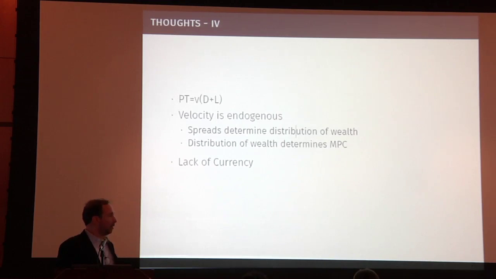In the model, pricing comes from a quantity theory equation. But in a model where you have borrowing and lending, distribution of wealth matters. The distribution of wealth depends on spreads over time, even in a steady state, and that pins down velocity. So velocity is endogenous to spread, and in the model, policy is affecting spread, so it could affect velocity as well.